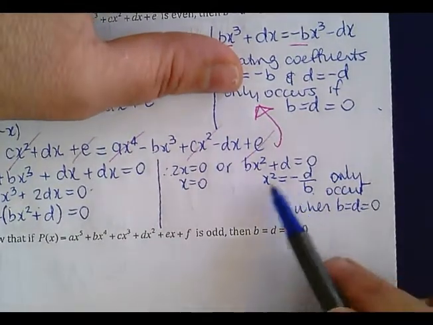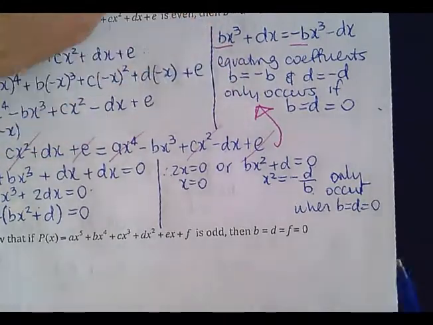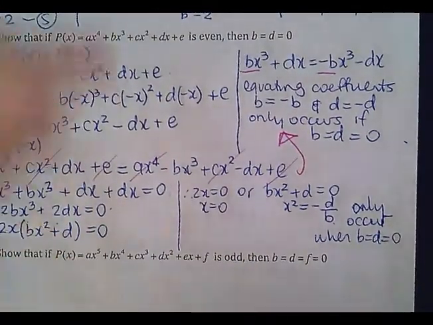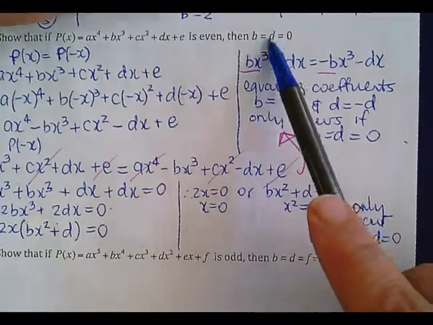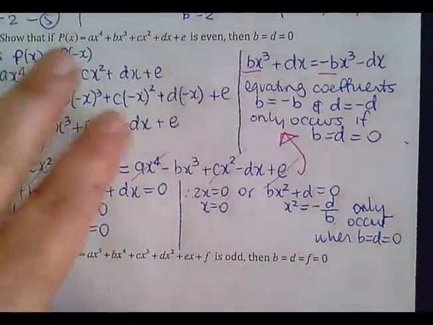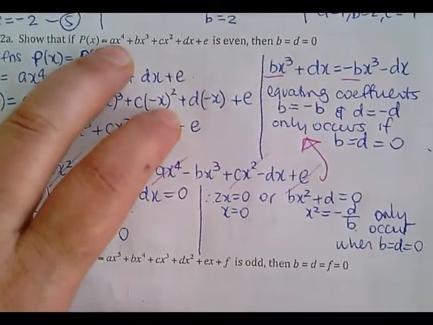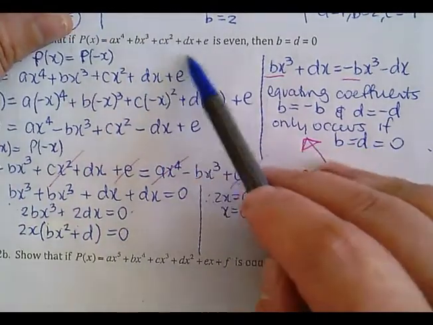Do you get it? X squared is 0. Yes, X is 0. That gives you a solution. So that's what they're trying to get you to show: that this will be even when B equals D equals 0. In other words, it's even. Guys, you know it's even when there are only even terms. Do you remember? That B is 0 and D is 0.